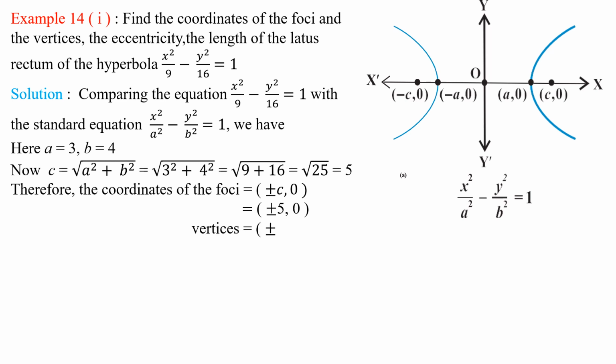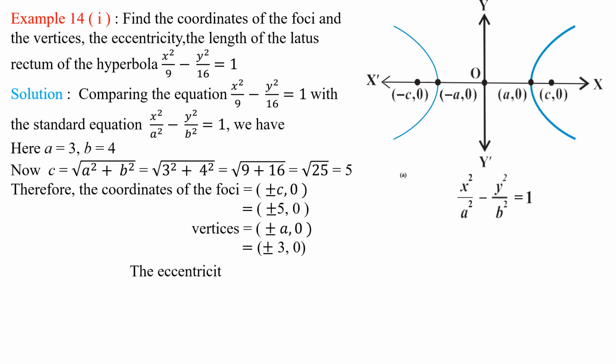Vertices. What are the vertices of this hyperbola? Plus or minus a comma 0. Yes or no, my children? So vertices of the hyperbola is equal to plus or minus a comma 0. That is equal to plus or minus 3 comma 0, because what is the value of a here? 3. So vertices of the hyperbola is ordered pair plus or minus 3, 0. Understood this statement, children? Right.